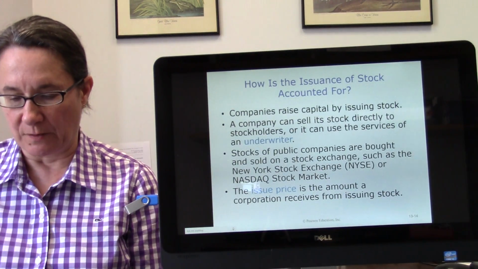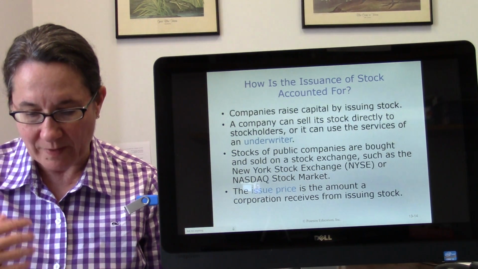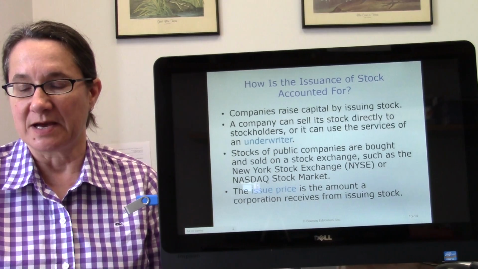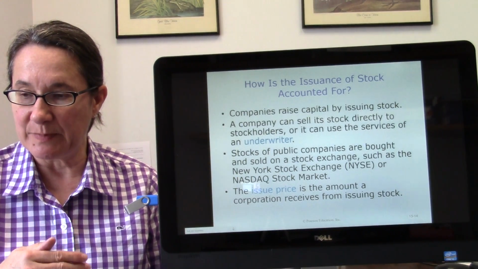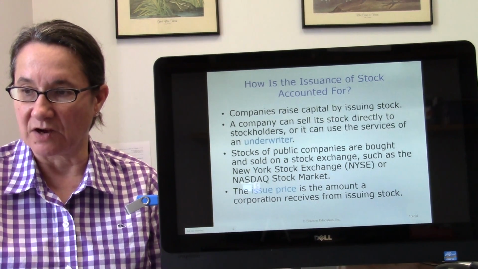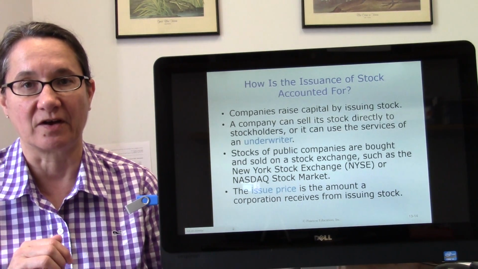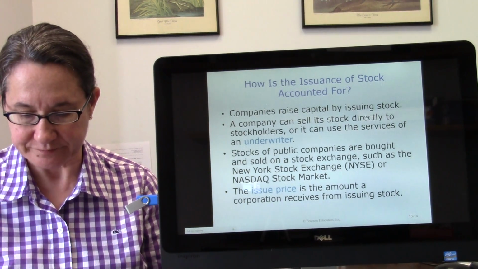Alright, so we know that companies issue stock, and obviously it becomes part of the capital of that company, and it has to go under stockholders' equity. So how do we do those transactions? What do those journal entries look like? That's what we're going to talk about.